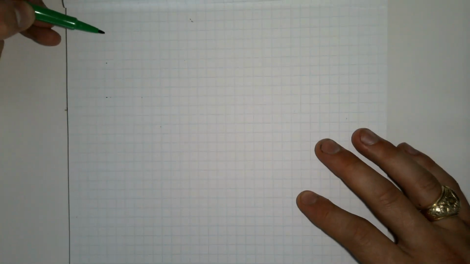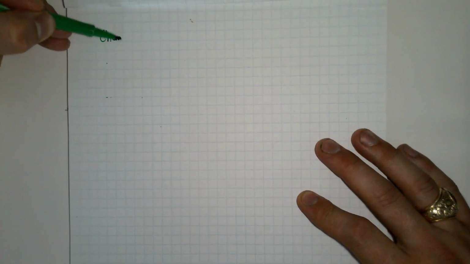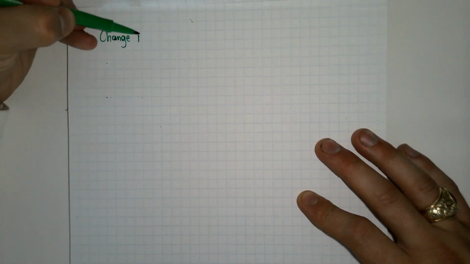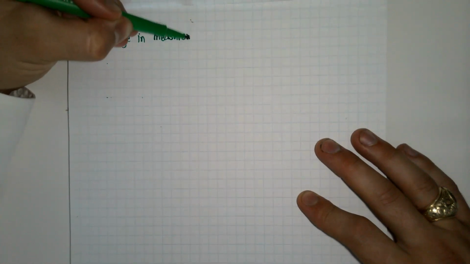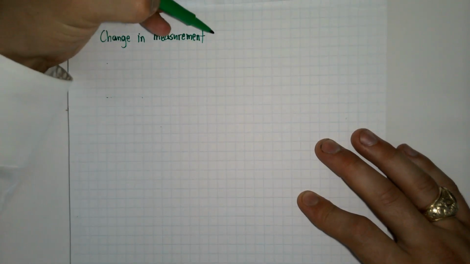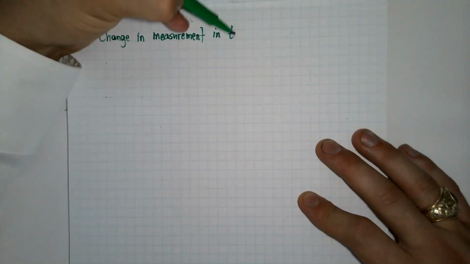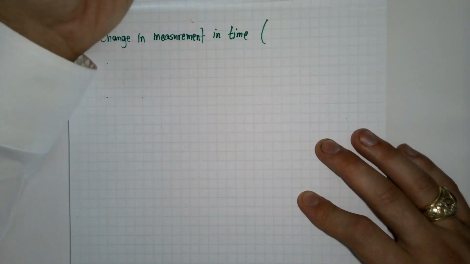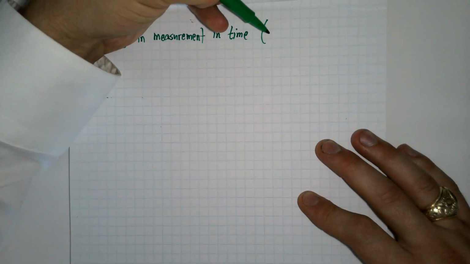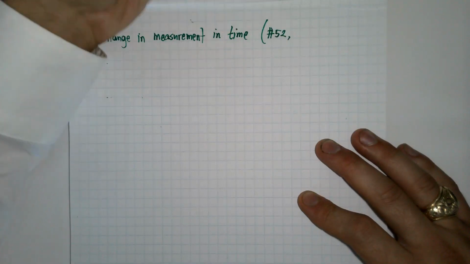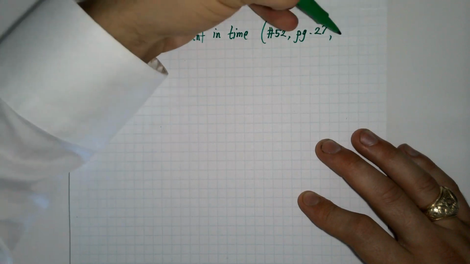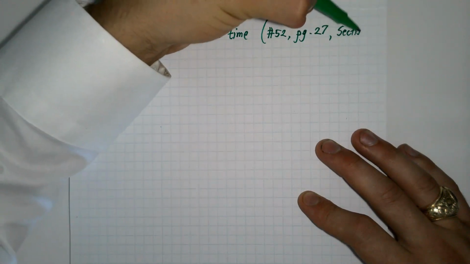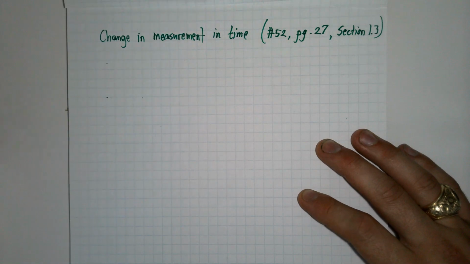All right, let us begin. So this is going to be looking at change in measurement, how a measurement changes in time or over a period of time. This relates back to number 52 on page 27, section 1.3. There we go.